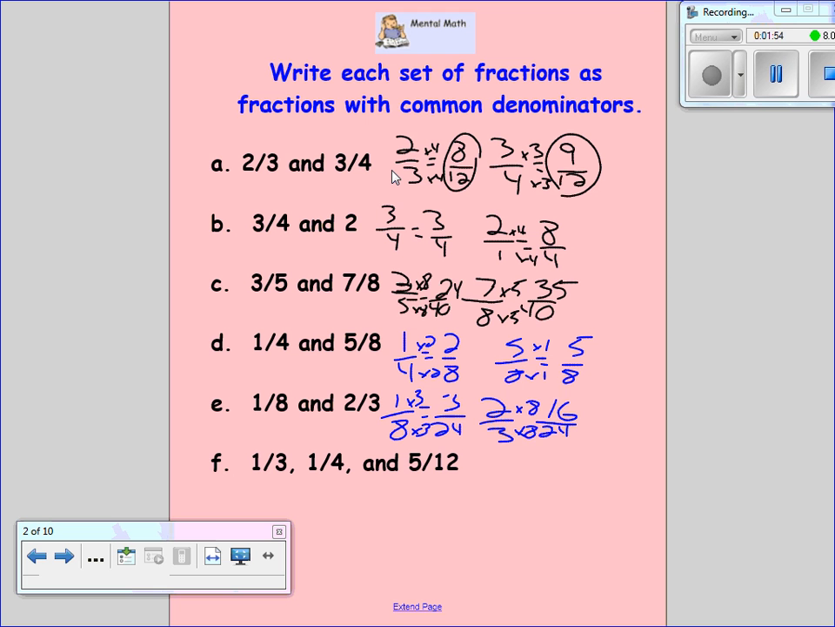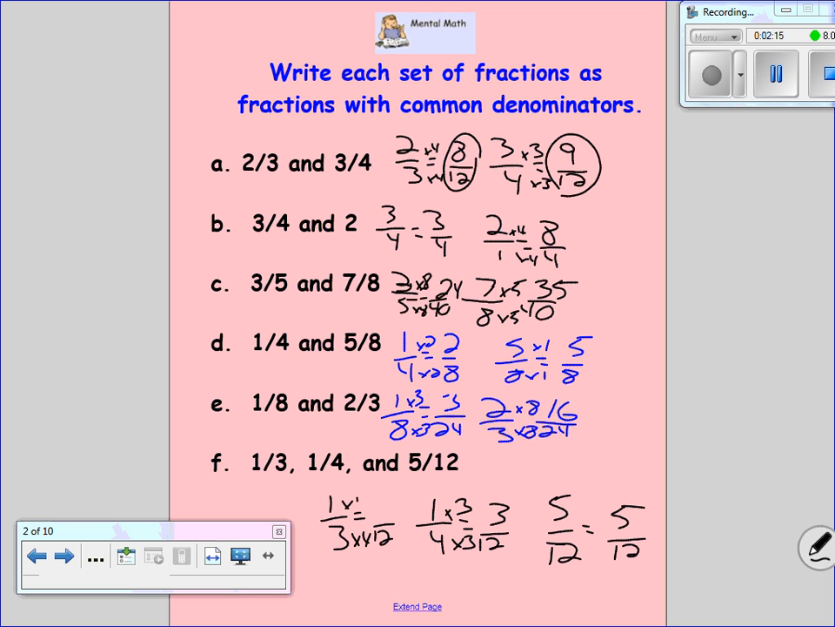Last one here. A little more space. So 1/3, 1/4, 5/12. They all go into 12. This one's easy. This one's 5/12 still. Times 3, 3/12. Times 4 gives me 4/12.